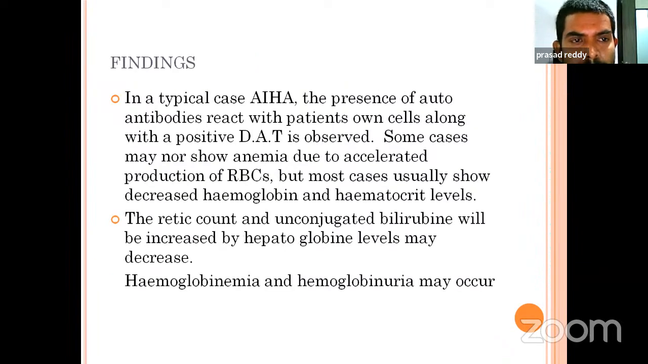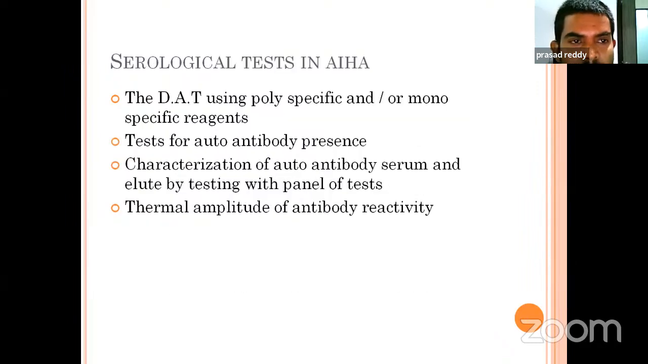Next, findings. What findings can we see in autoimmune hemolytic anemia? In a typical case of autoimmune hemolytic anemia, the presence of autoantibodies that react with the patient's own cells, along with a positive DAT, is observed. Some cases may not show anemia due to accelerated production of RBCs, but most cases usually show decreased hemoglobin and hematocrit levels. Next, the reticulocyte count and unconjugated bilirubin will be increased, while haptoglobin levels may decrease. Next, hemoglobinemia or hemoglobinuria may occur. These are the findings we can see in autoimmune hemolytic anemia.